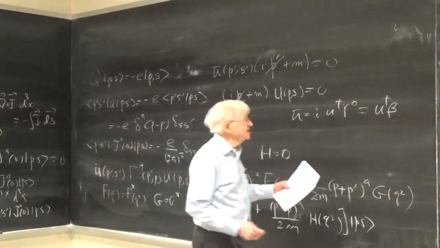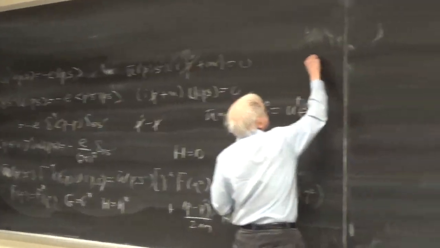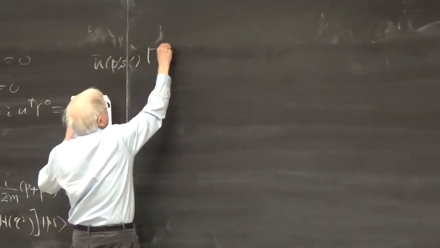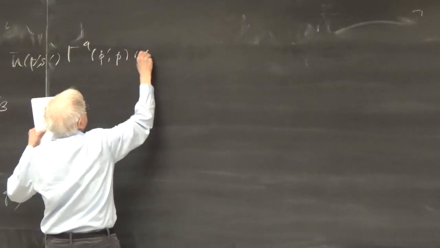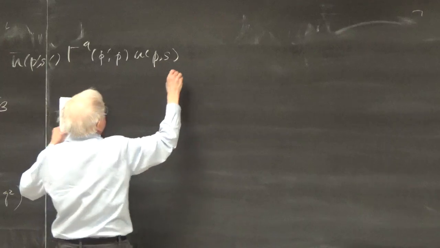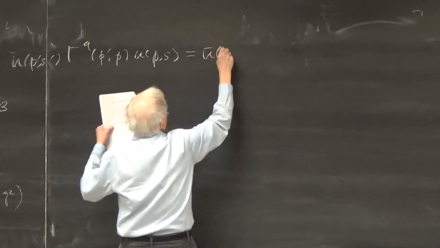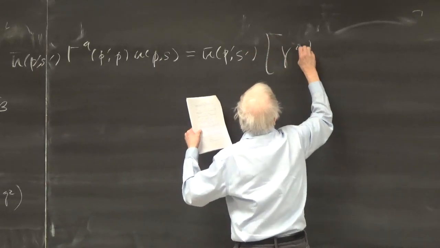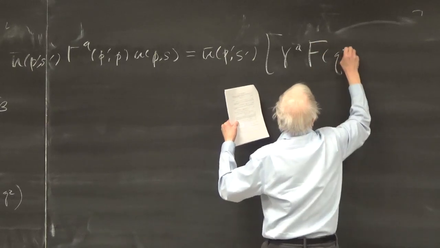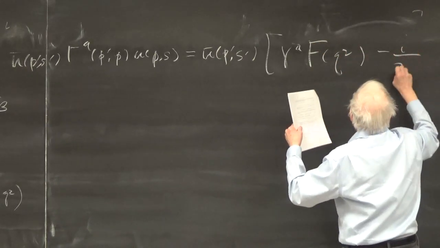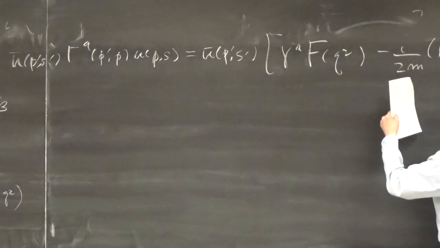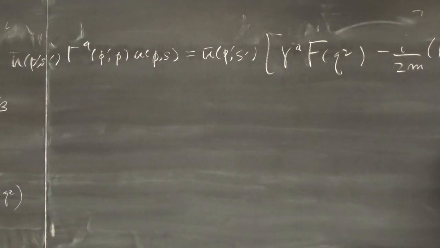Okay, so at this point we're down to a simpler expression, which is ū(p′,s′) γ_A (p′,p) u(p,s), which is then ū(p′,s′) γ_A f(q squared) minus i over 2m (p + p′)_A g(q squared) u(p,s).